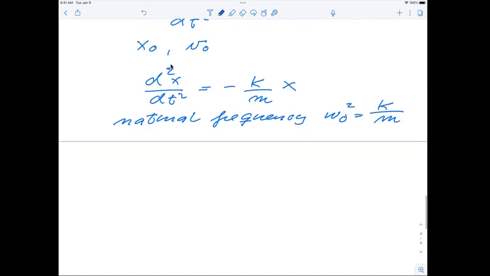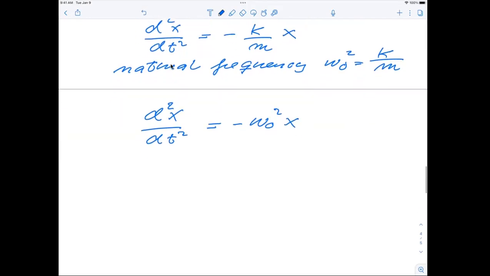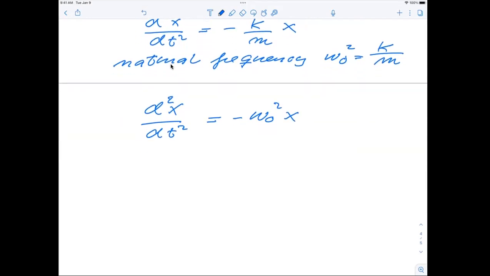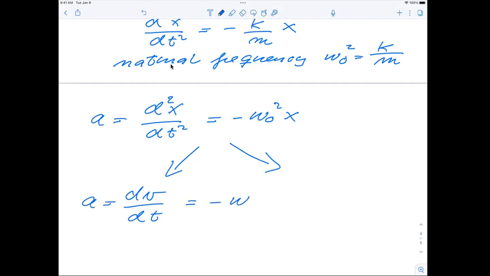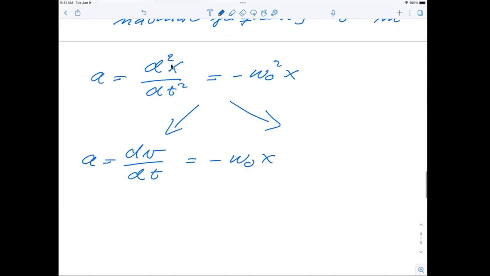So if we do that, we can rewrite the equation d2x/dt2 as minus omega squared multiplied with x. And then we would rewrite this as two coupled differential equations. So we would rewrite it in terms of dv/dt, which is the acceleration. So this is a, the acceleration. And this is now equal to minus omega squared x. And the next equation is simply dx/dt is equal to v here.